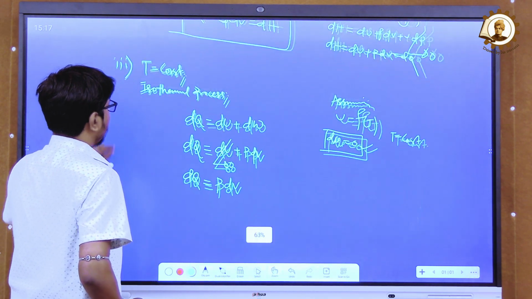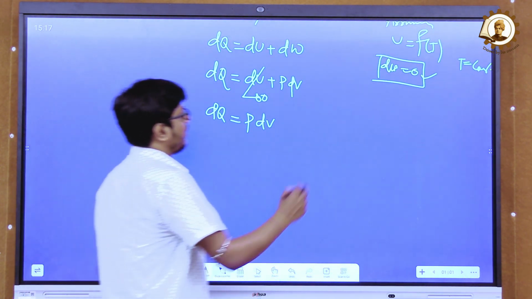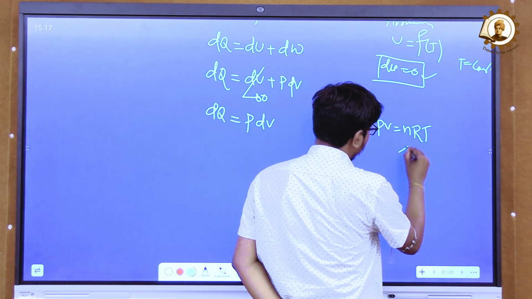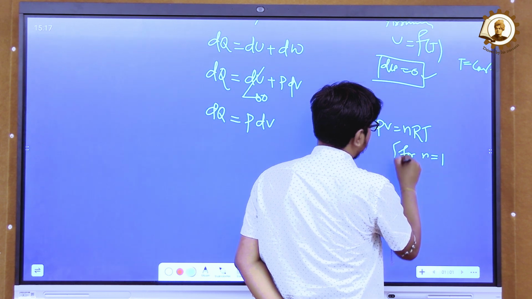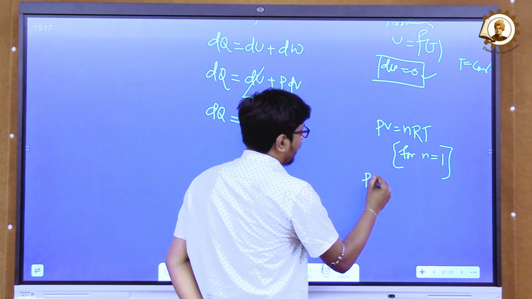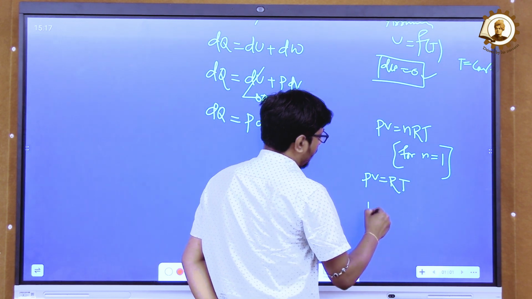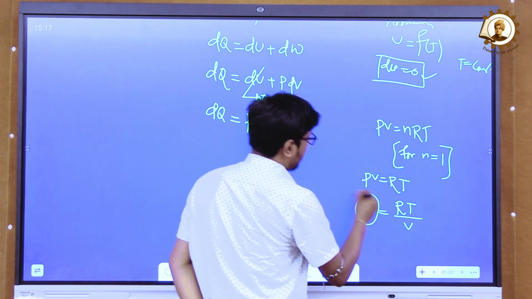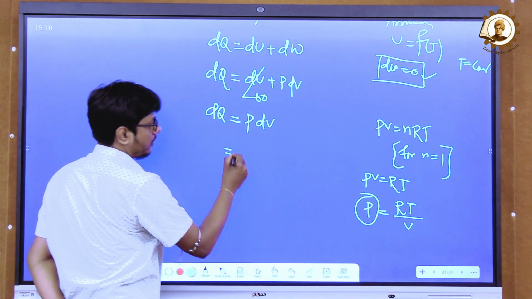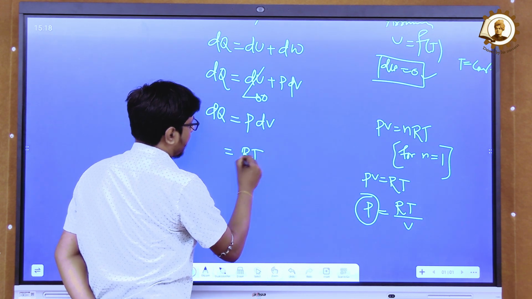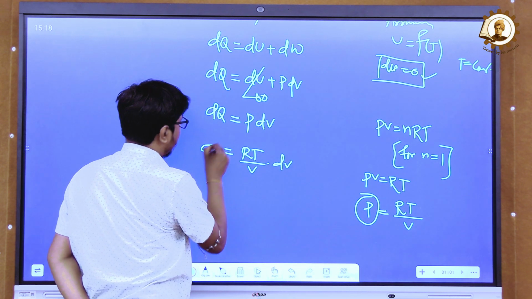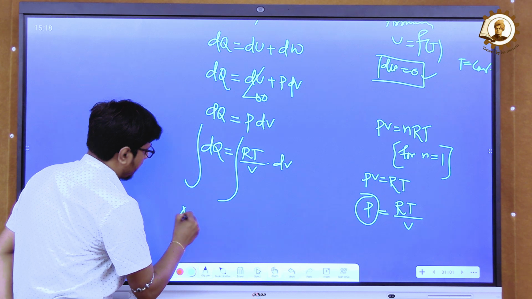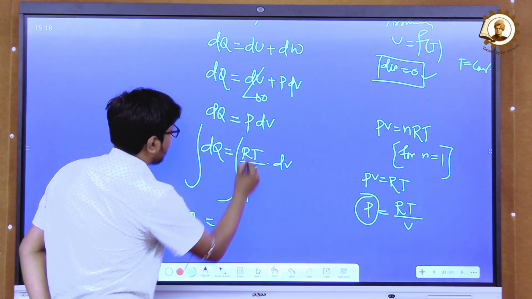Now, if we assume an ideal gas, PV is equal to nRT, and for 1 mole of gas n is equal to 1, what happened? PV is equal to RT. Now we replace P in this equation, so that delta Q is equal to RT by V into dV. Now we integrate this equation. So delta Q equal to the integral from V1 to V2.